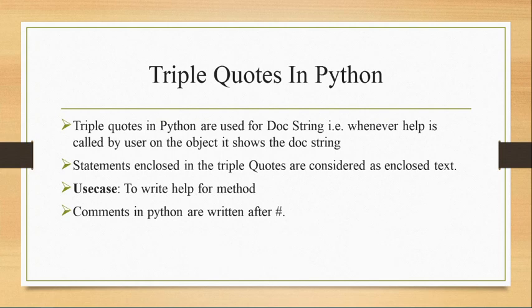Triple quotes in Python are used for docstrings. That is, whenever help is called by the user on the object, it shows the docstring. Earlier we have seen the help method. While using the help method, we were able to read what the syntax of that particular method was, how we can use it, and what it will give us. That was a docstring. Statements enclosed in triple quotes are considered as enclosed text. It is used to write help for methods, and comments in Python are written after a hash.